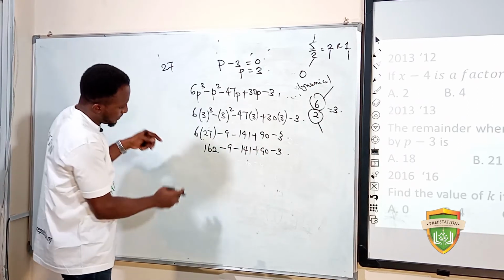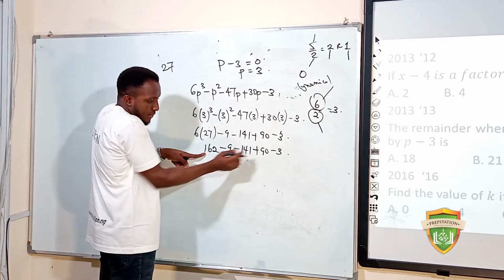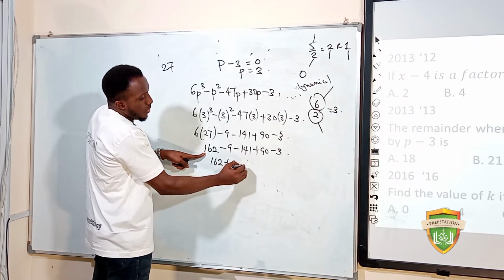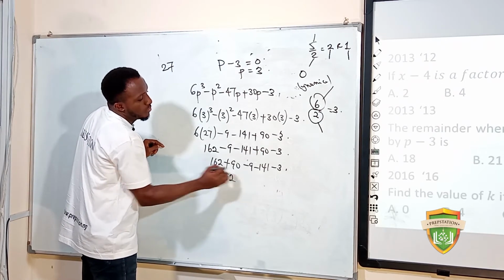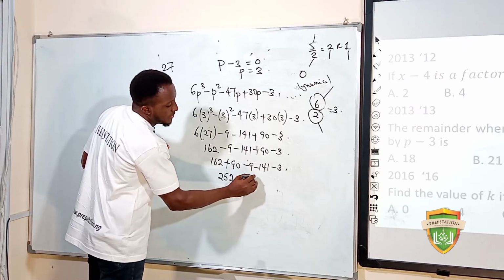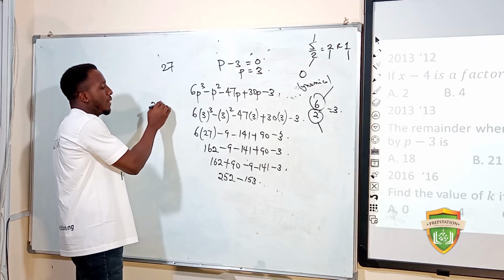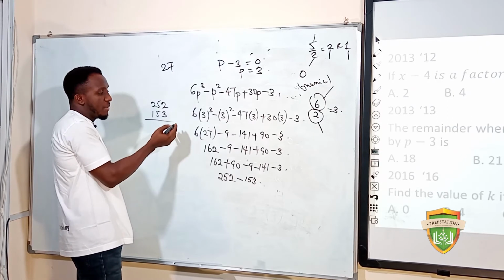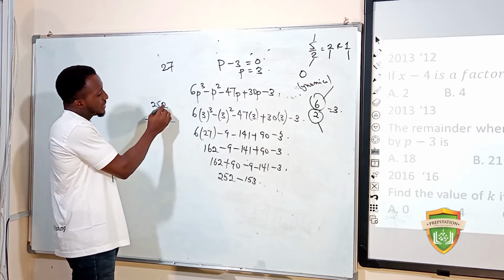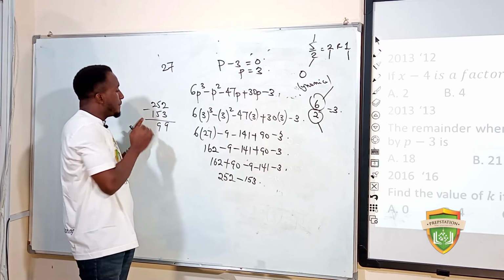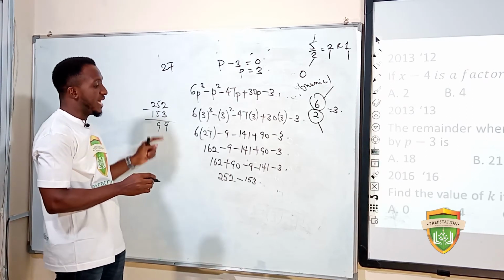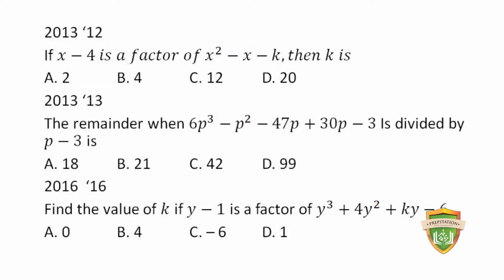So let's collect like terms. 162 plus 90, let's have all those together. We have minus 9 minus 141 minus 3. So this would give you 252 minus 153. Now you can do the mathematics. 252 minus 153 is 99. So this would give me 99. So the correct answer there is option D. Option D. Now let's go to the next question.